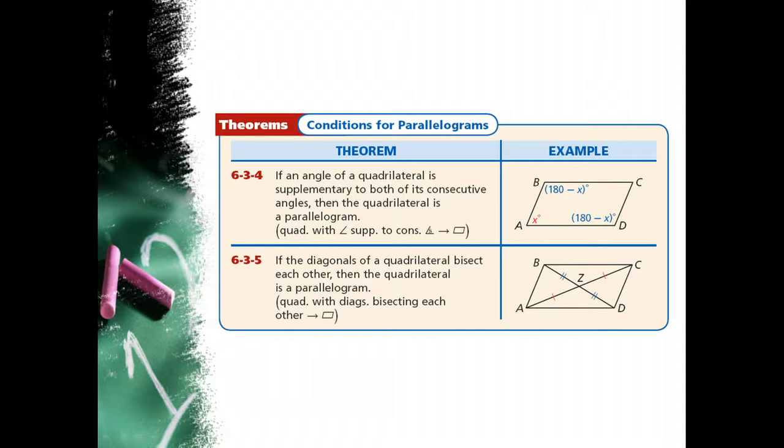6.3.5 says, if the diagonals of a quadrilateral bisect each other, then the quadrilateral is a parallelogram. So in this one we have a picture of a polygon, ABCD, and AZ is congruent to ZC, BZ is congruent to ZD. Just by looking at this picture, we should remember that since these are bisected, this is a parallelogram.